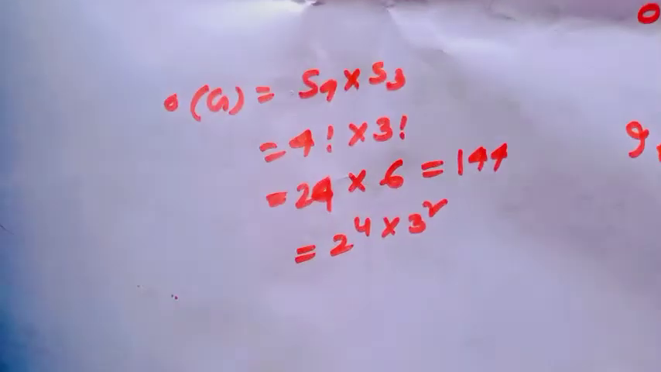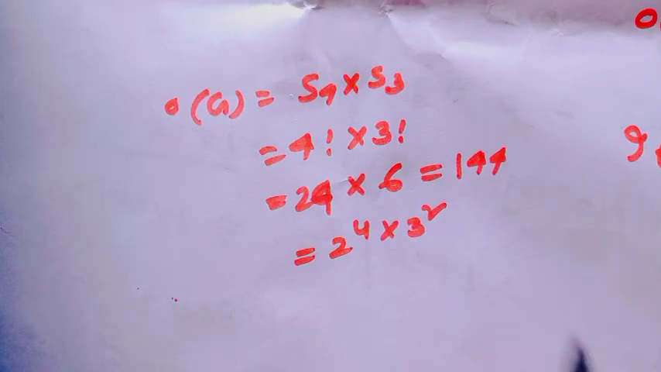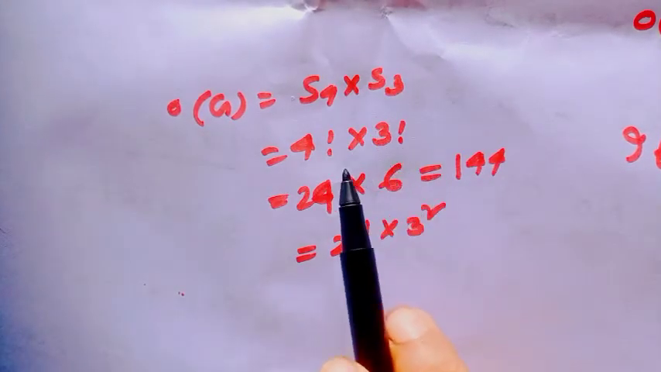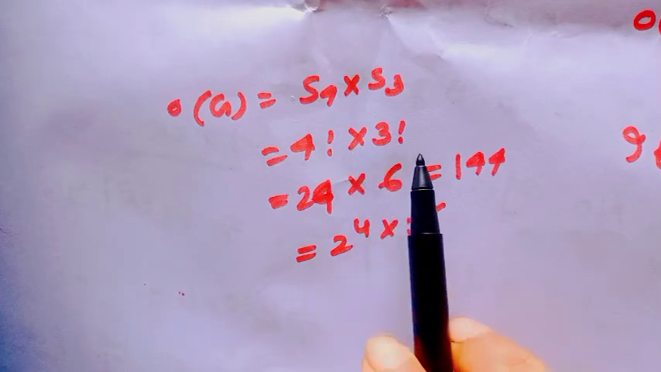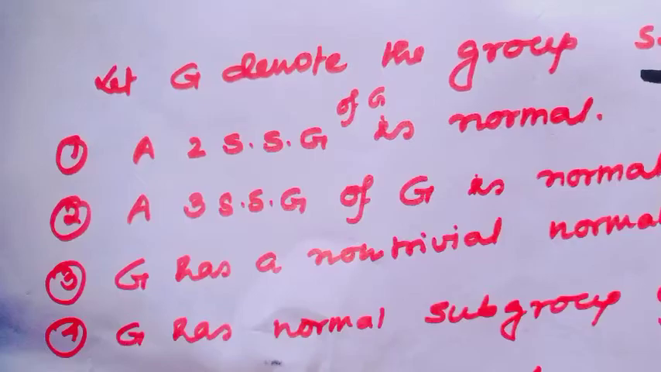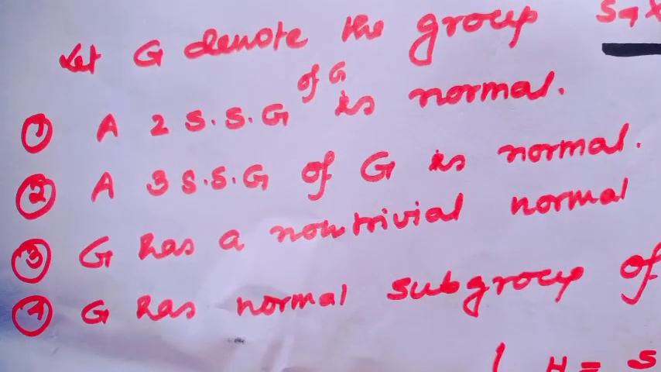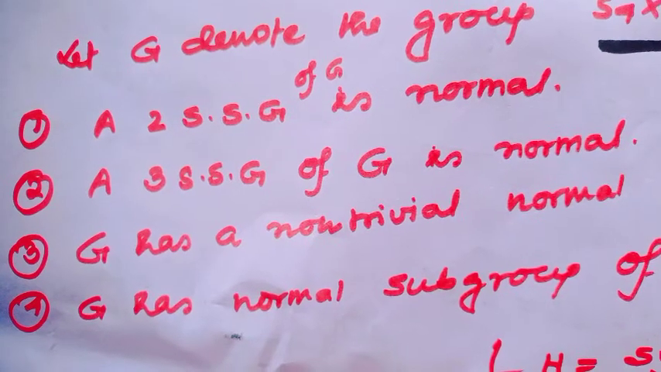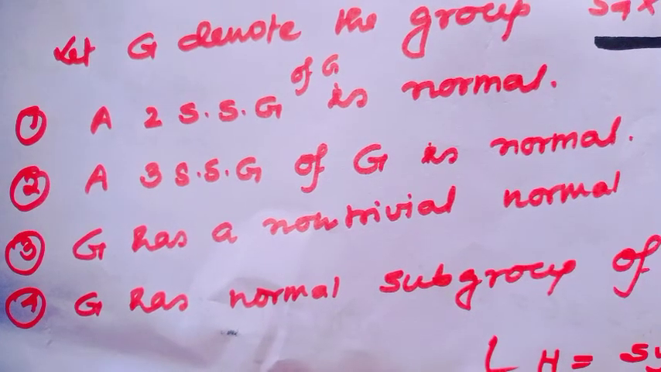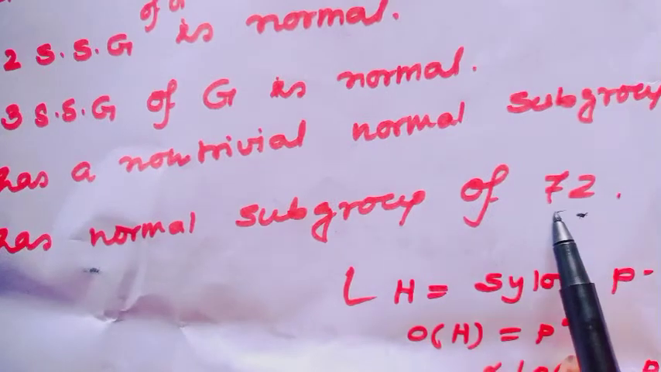What would be the order of the group? Since G is S4 direct product S3, this would be 4 factorial times 3 factorial, and this is equal to 144. And see the options. The options indicate: a 2 Sylow subgroup of G is normal, a 3 Sylow subgroup of G is normal, G has a non-trivial normal subgroup, and G has a normal subgroup of order 72.